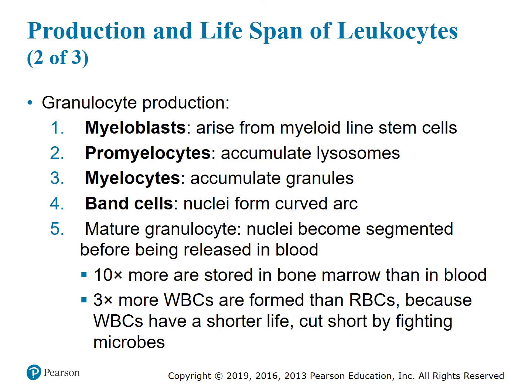Granulocyte production. So first step, myeloblasts arise from myeloid line stem cells. Promyelocytes accumulate lysosomes. Myelocytes accumulate granules. Band cells are where the nuclei form a curved arc. In the mature granulocyte, the nuclei become segmented before being released in blood. There are 10 times more stored in bone marrow than in blood. And 3 times more white blood cells are formed than red blood cells, because white blood cells have a shorter life and it's cut short by fighting microbes.